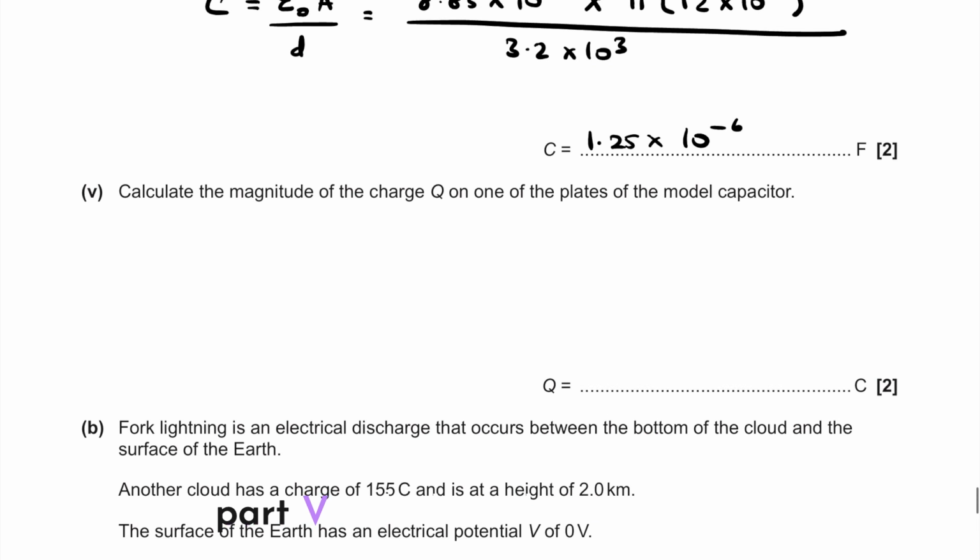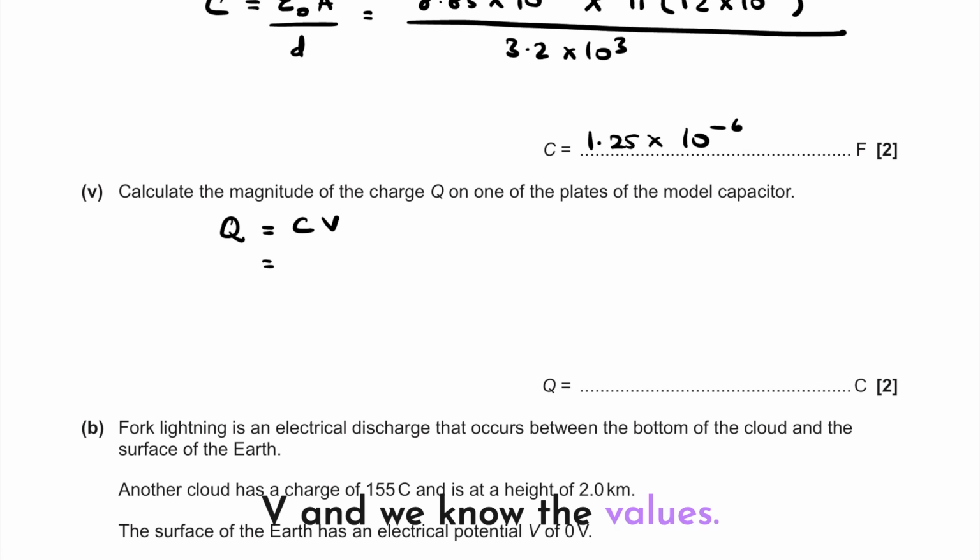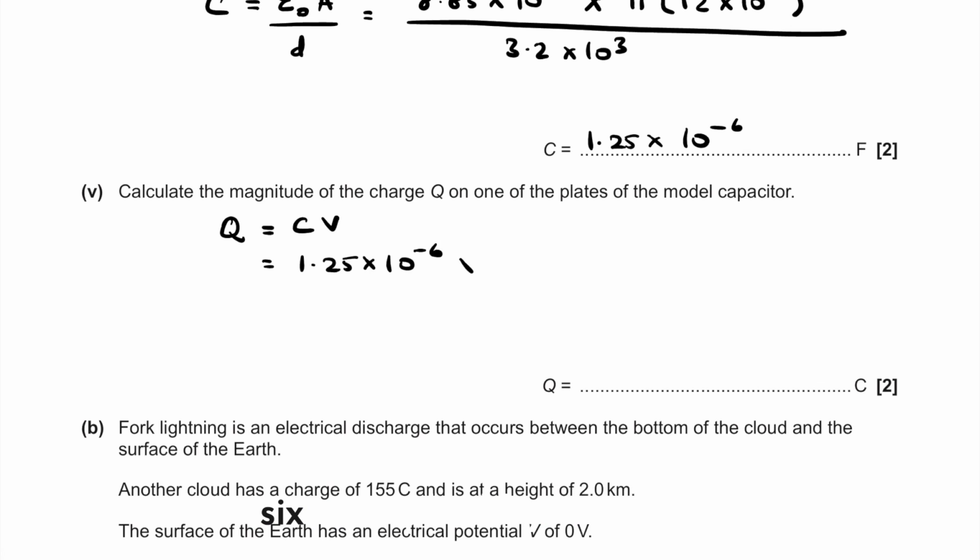Part V. Calculate the magnitude of the charge Q on one of the plates of the model capacitor. We know that Q equals C times V, and we know the values. So 1.25 times 10 to the minus 6 multiplied by 1.28 times 10 to the 9. And that gives me 1,600 coulombs of charge.